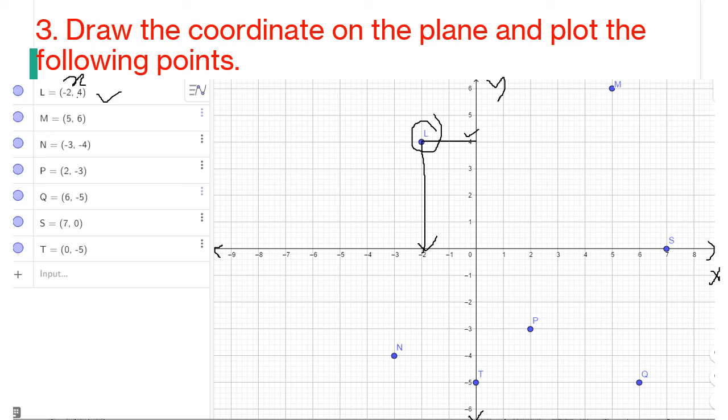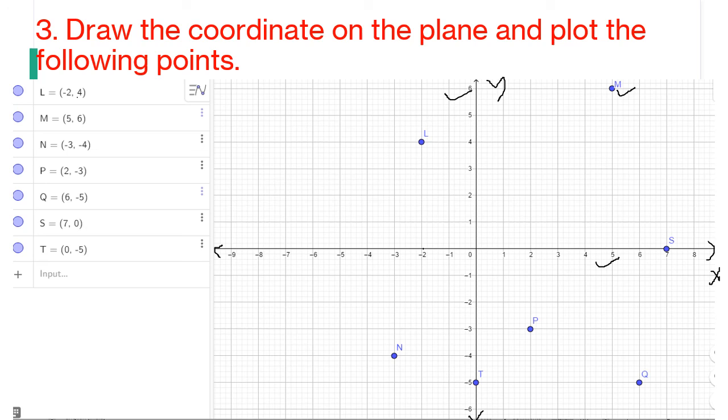Okay, now next let us have a look at the next one. 5 comma 6. Okay, so we have the next one as 5 comma 6, point M. So let us find out where is 5 on the x-axis. So 5 on the x-axis is here and 6 is here, so we get this point M here.